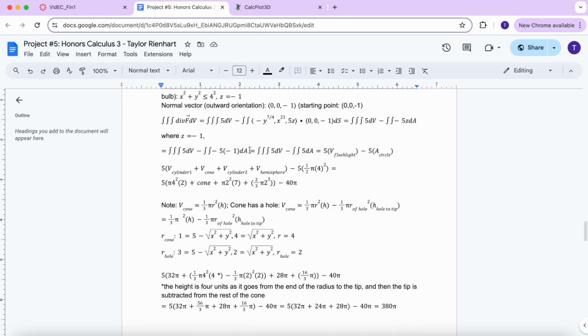It's also important to note that our requirement is to have outward orientation for our normal vector over S. We do this by establishing a normal vector that is facing outward from our function. This is easiest to complete by using our new circle surface because it lies flat on the xy plane. If we establish it at a starting point of 0, 0, negative 1, then we can use the vector 0, 0, negative 1. This is pointing downwards away from our graph.